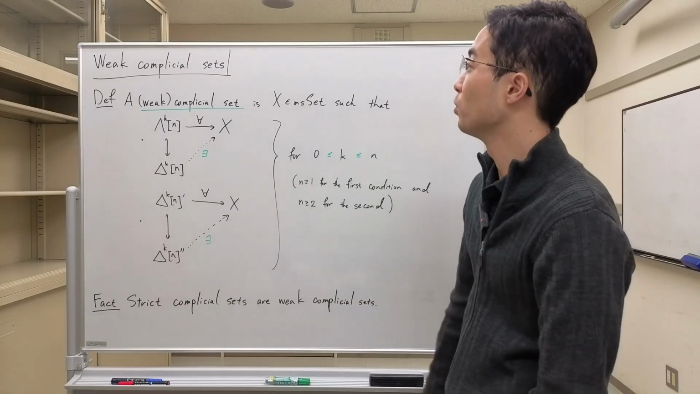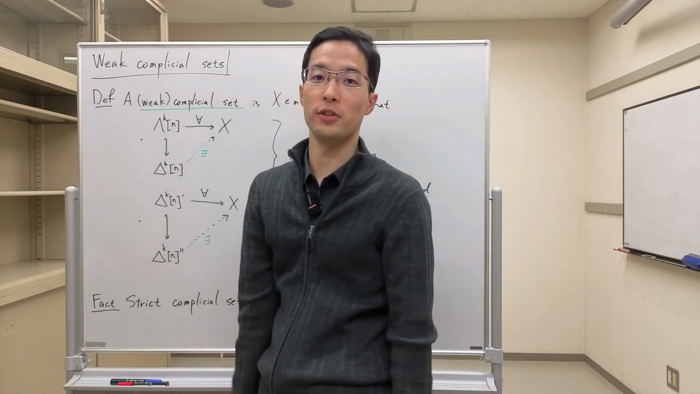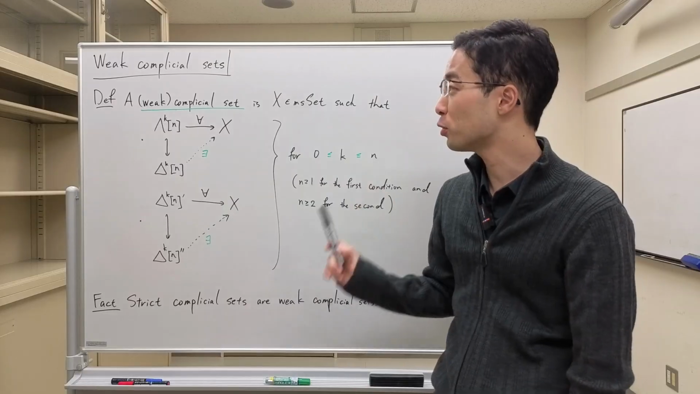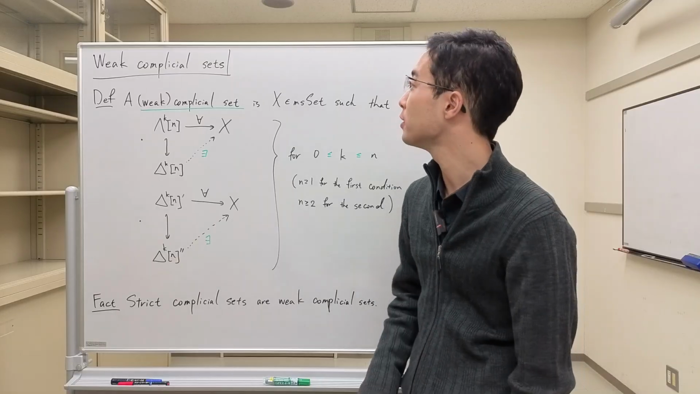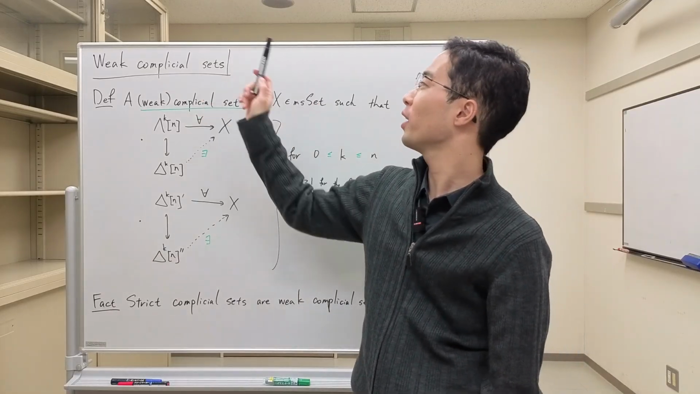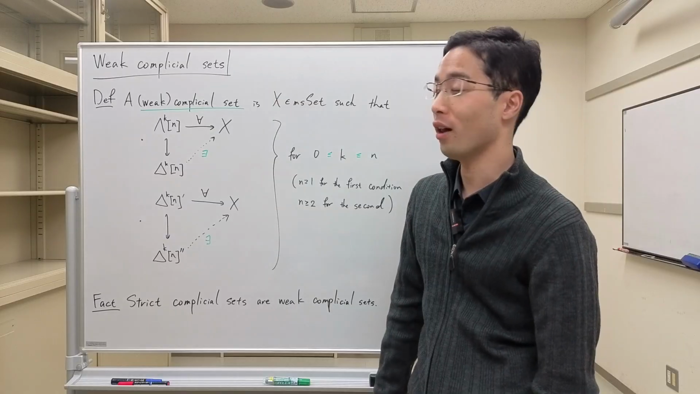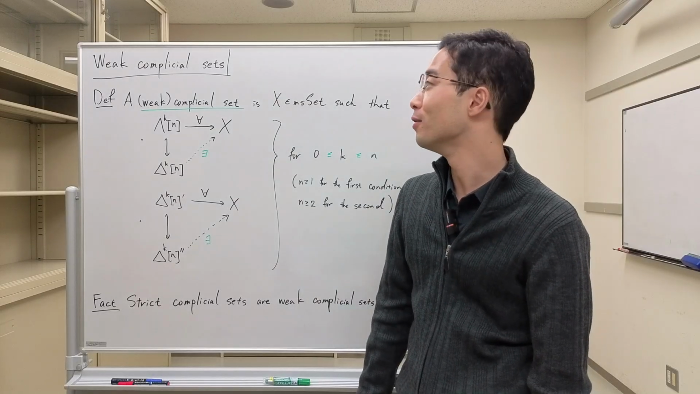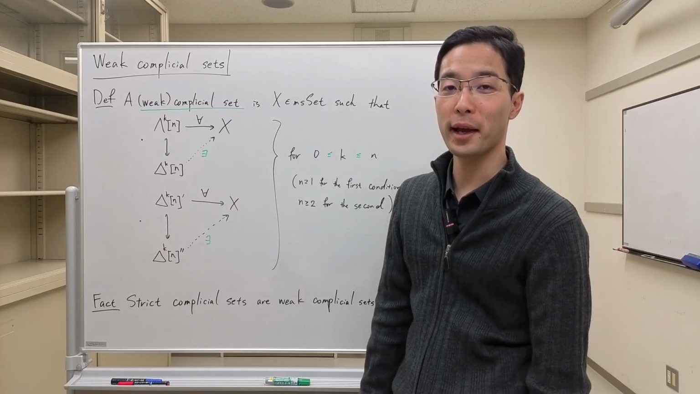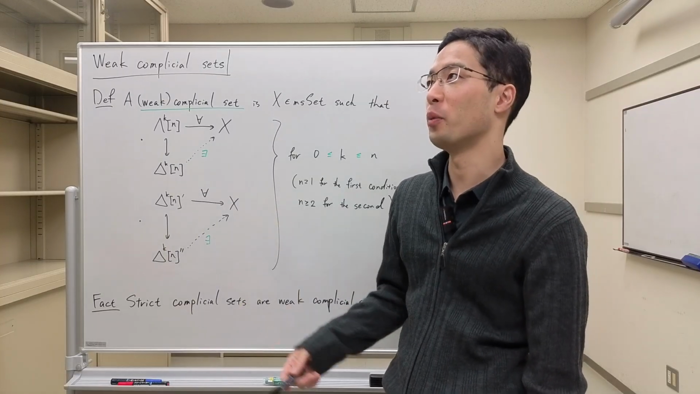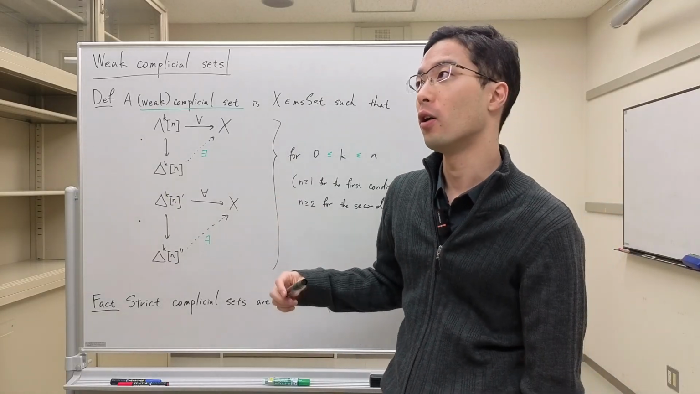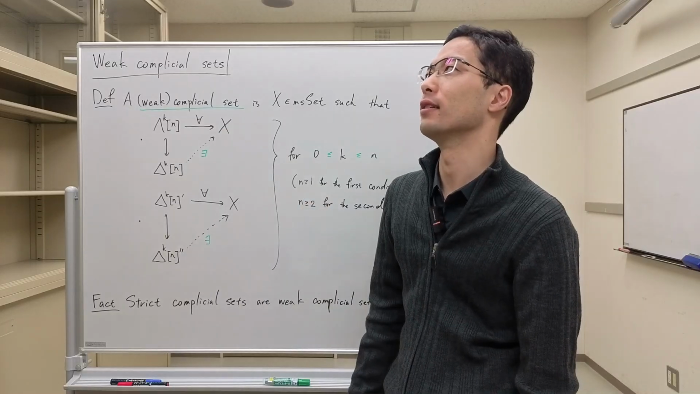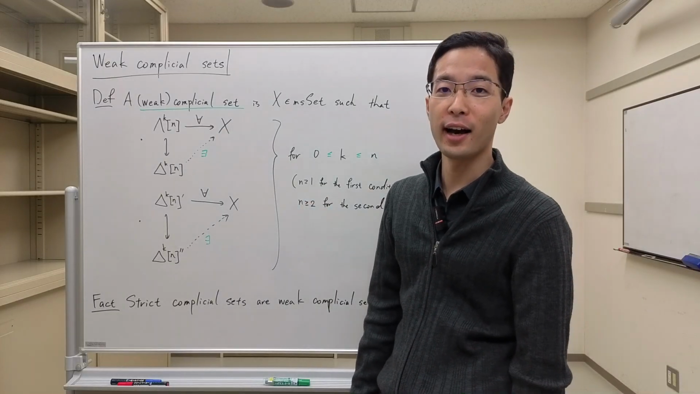In this video, I'll talk about weak complicial sets. So the strict complicial sets were the nerves of strict omega categories. And these weak complicial sets are meant to be the nerves of weak omega categories, the kind of omega categories where things like the unit law and the associative law only hold up to equivalence higher cells.